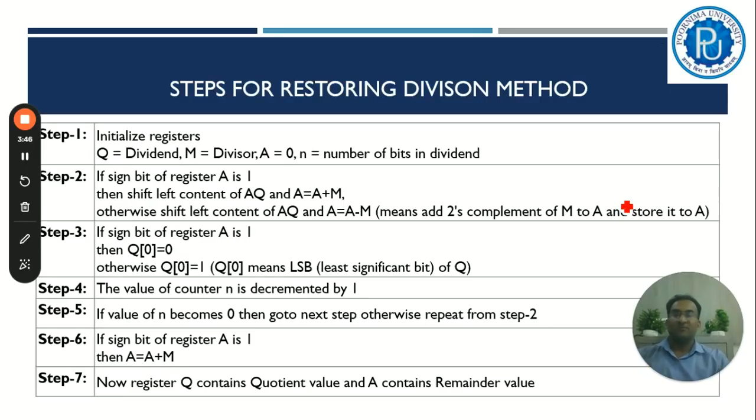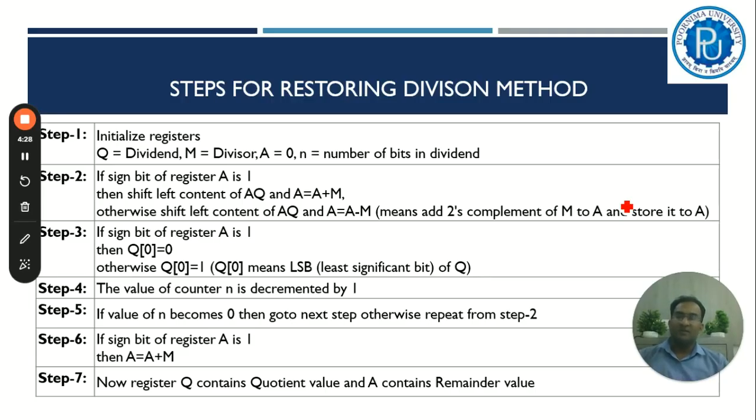Now, the steps for the division method: the first step is that we have to initialize the registers. Q is holding the dividend value. M register is going to hold the divisor value. We have to take an accumulator. The initial value of the accumulator will be 0. And n is the number of bits in the dividend. So whatever dividend you are taking in the Q, those number of bits will be the value of n, and that many steps we have to take in the algorithm. So the value of n is going to decide the number of passes in the algorithm.